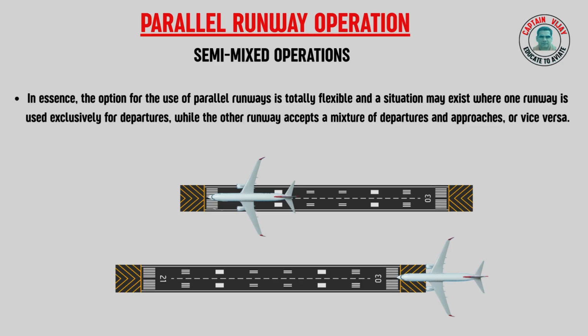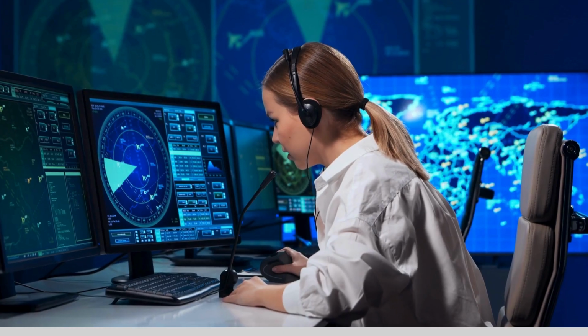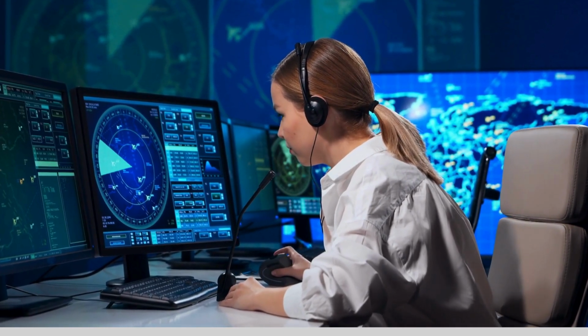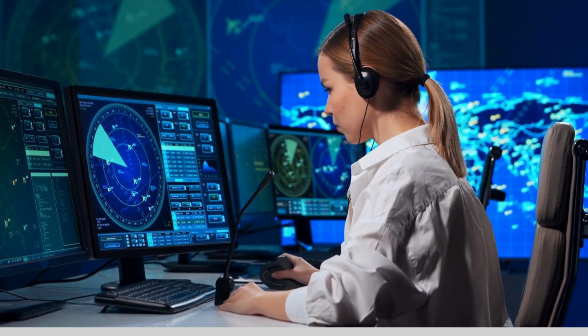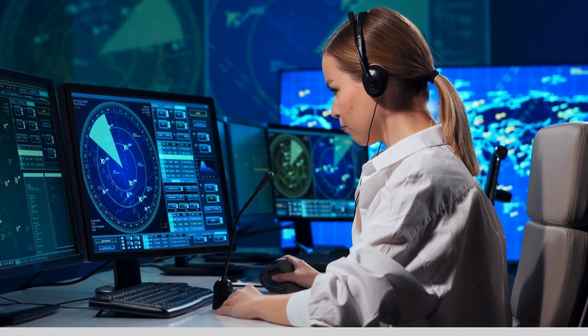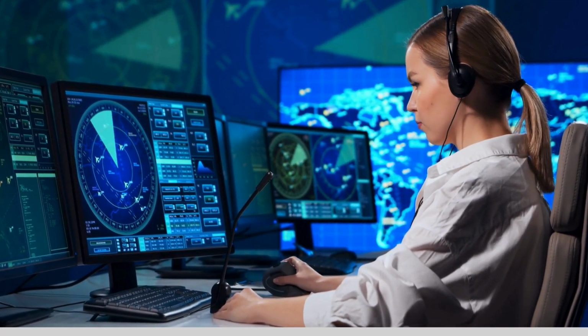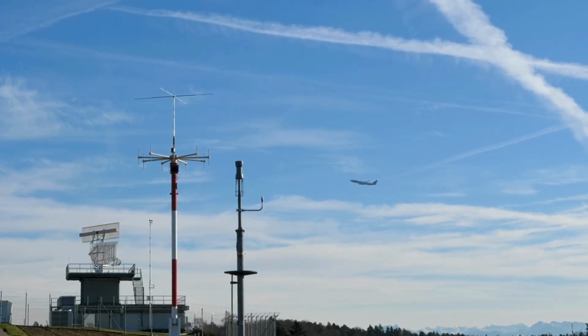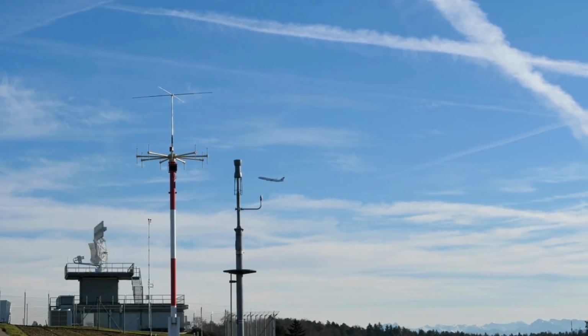Semi-mixed operations. In essence, the option for use of parallel runways is totally flexible, and a situation may exist when one runway is used only for departure and the other runway is used for both departure and arrival, or vice versa. So this will be called semi-mixed operations. For all parallel runway operations, radar surveillance and in some cases radar control must be provided. Without radar, the parallel runway operations are suspended and single runway operation is resorted to.